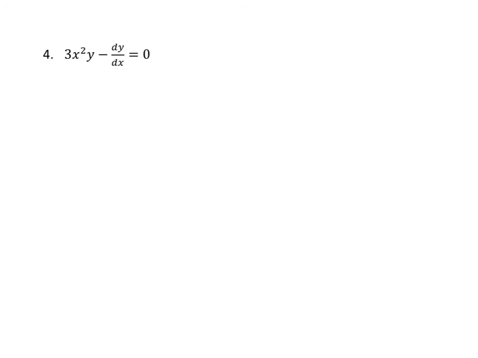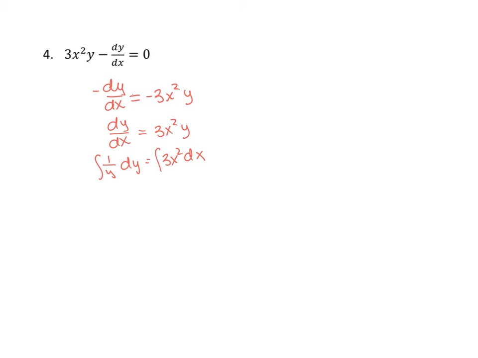Okay, last one from this problem set. Negative dy dx equals negative 3x squared y. I can just divide both sides by negative 1, make it a little bit nicer. So now I have 1 over y dy equals 3x squared dx. And we find the antiderivative.